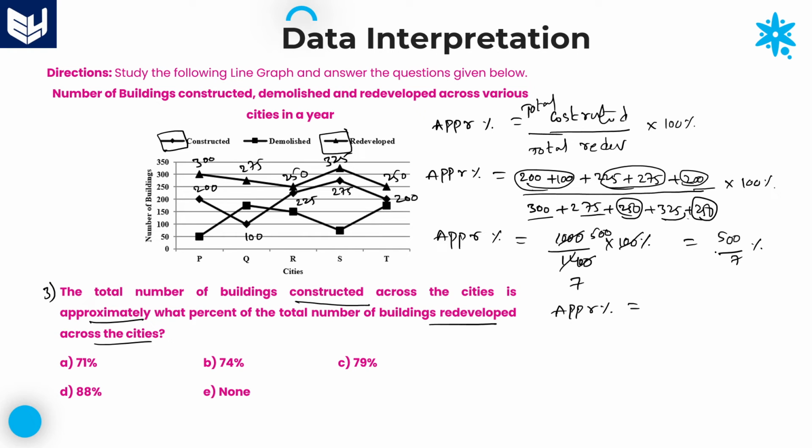Approximate percentage: 7 sevens are 49. Still 1 is left over, 10. 10 means that is cancelled only one time, right?